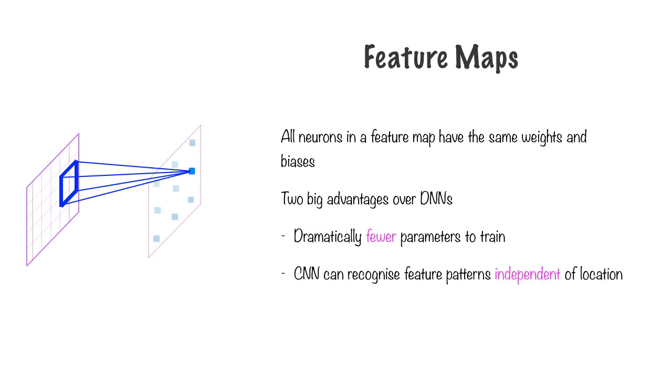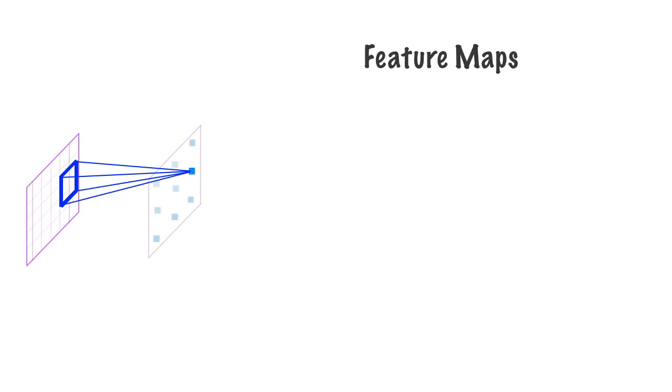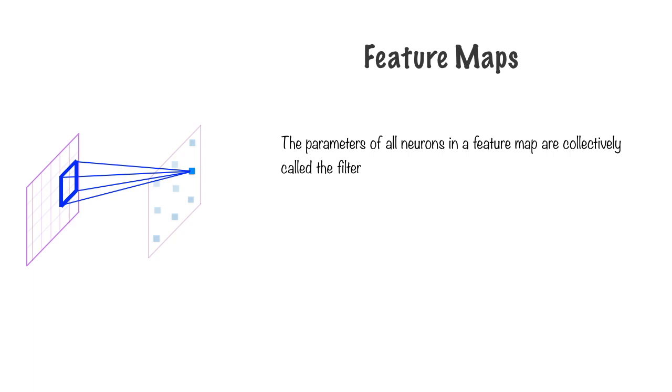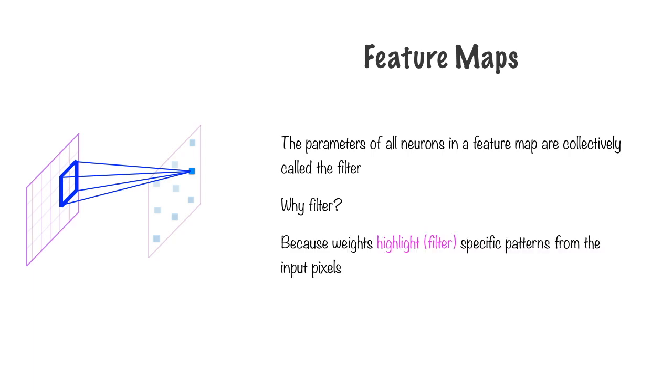These feature maps also allow the convolutional neural network to recognize patterns independent of location. The whole idea of using this local receptive field basically means a feature identified at a certain location is independent of its location. The same feature can be identified elsewhere in a CNN. We spoke of the kernel function as the filter earlier. The same term filter can also be used for the parameters of all the neurons in a feature map collectively. These are called filters because the feature map highlights or filters specific patterns from the input pixels.